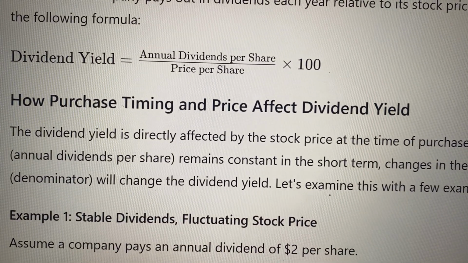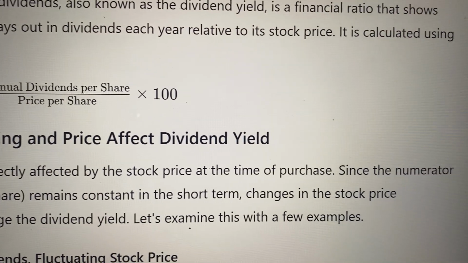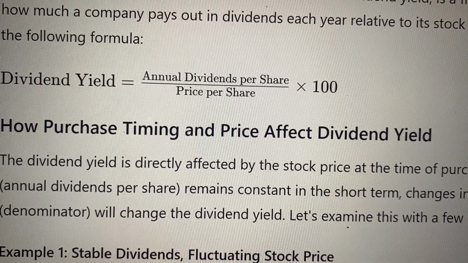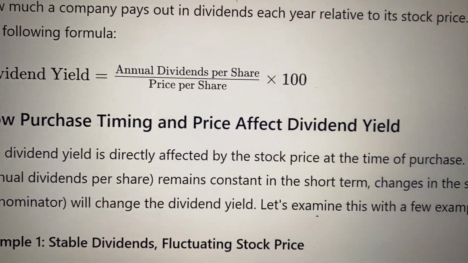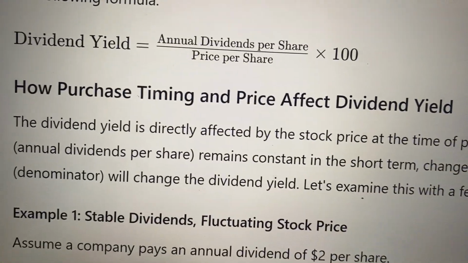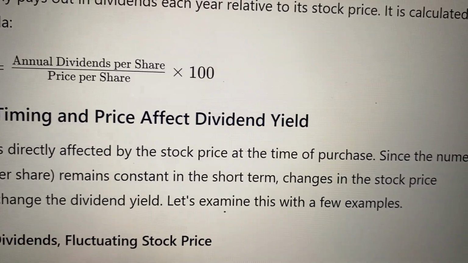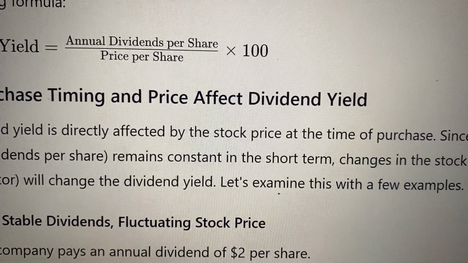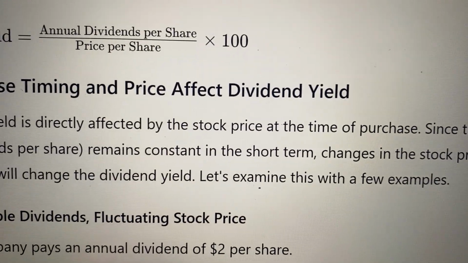How purchase timing and price affect dividend yields? The dividend yield is directly affected by the stock price at the time of purchase, since the numerator, annual dividends per share, that's the top figure, remains constant in the short term. Changes in the stock price, the denominator, the bottom one, that's the price per share, will change the dividend yield. Here we'll take a look at a few examples with different scenarios.